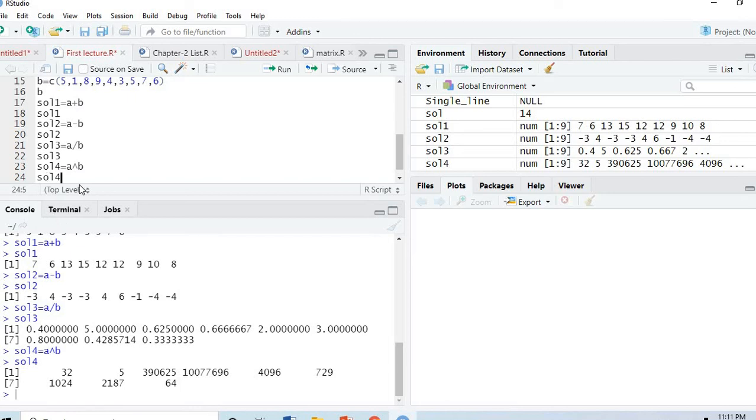So friends, in this way you can create one particular vector, and then you can compute various functions related to that particular vector. And if you have two vectors or more than two vectors, you can make many calculations based on these vectors.